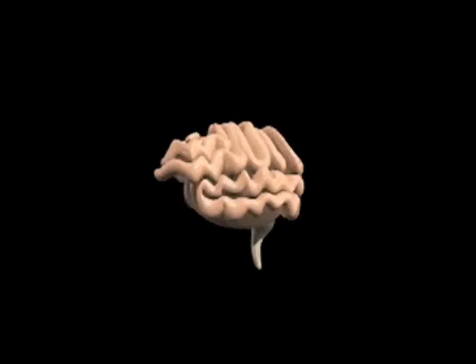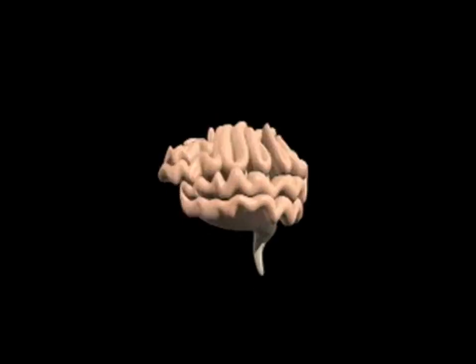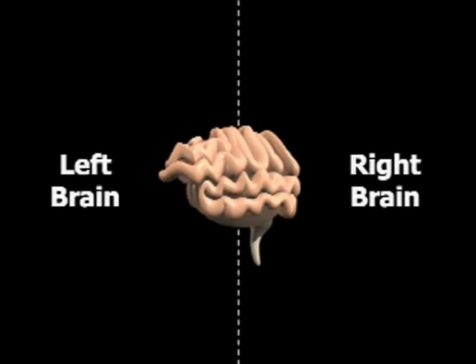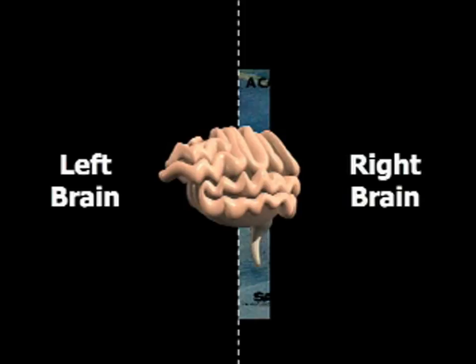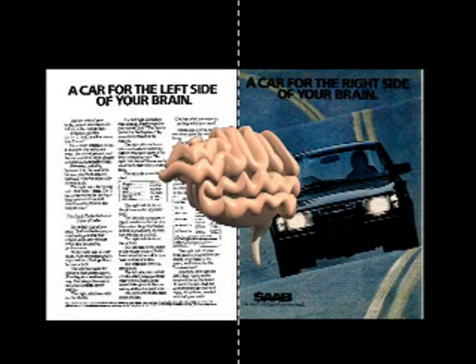Another aspect of the brain that has a big impact on what we believe to be true is our natural specialization. You may be familiar with left brain, right brain. You've seen car ads, a car for the right side of your brain and a car for the left side of your brain. The right side being more visual, conceptual, exciting, holistic. The left side being more structured, detailed, linear, and quantitative.